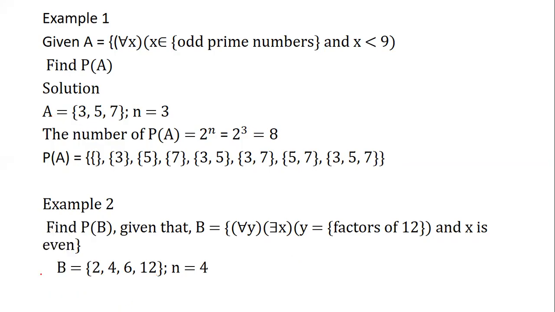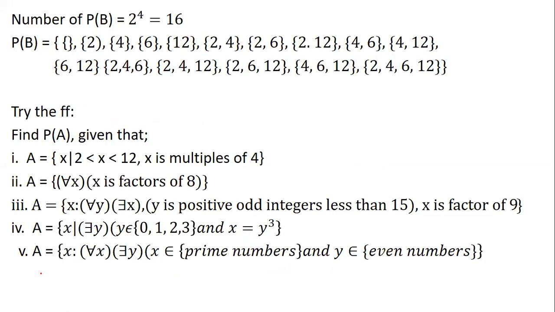So first we start from the null set. Then we take the set of individual members, so the set of 2, 4, 6, 12. Now we pair them: 2, 4; 2, 6; 2, 12; 4, 6; 4, 12; 6, 12. That is pairing. Then we go to the next one.